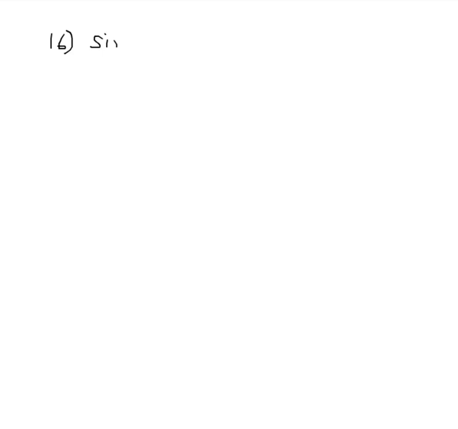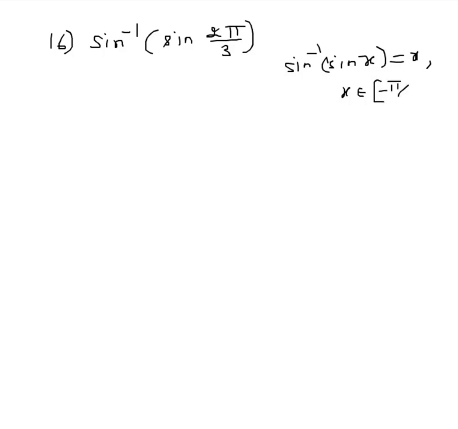Question 16. This type is an important question. We can cancel sine inverse and sine only when this angle is in the principal value branch. So sine inverse of sine x becomes x only when x belongs to the principal value branch of sine inverse. Remember this. Otherwise you cannot cancel sine inverse and sine. Now 2 pi by 3 doesn't belong to the principal value branch. It is the second quadrant angle.